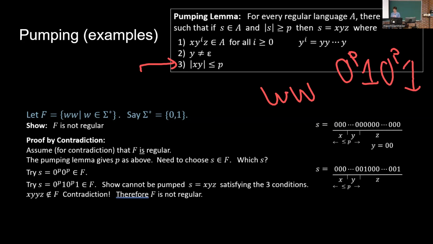The idea here is, since y has to be within the first p characters, it's always going to be a certain amount of zeros. When you add more zeros here, these 2 items are not going to be equal. You'll have 0 to the p plus x zeros, and then a 1, and then 0 to the p, and then this 1. And then these 2 are not going to be the same because x can't be 0. Does that make sense?